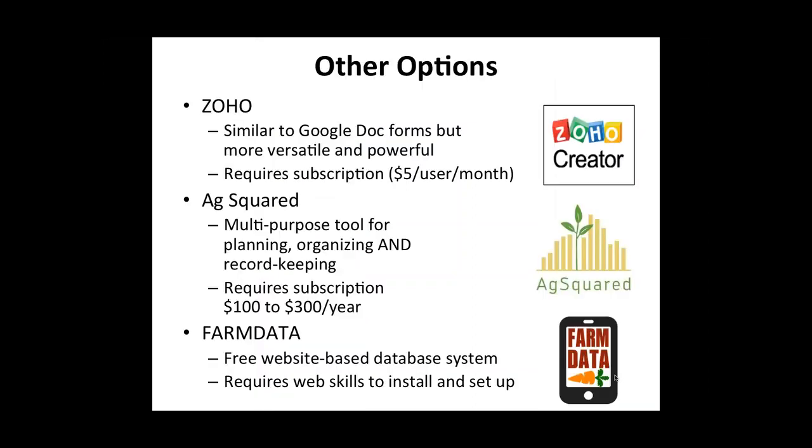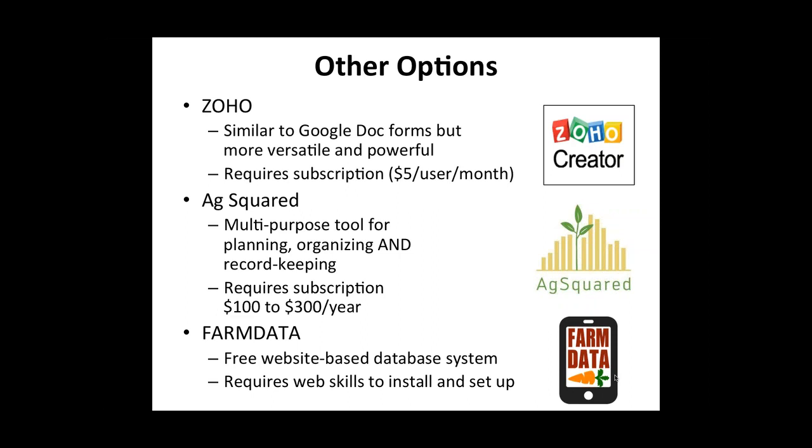There are some other options beyond Google. I don't work for Google. I'm not getting paid to advertise their products and services. Zoho Creator is another system that will allow you to create forms that are linked to databases. Zoho requires a subscription, $5 per user per month, so there's a cost to that. It's a little bit more powerful and more versatile than Google Docs. So if a farm wanted to do a little bit more and be a little bit more fancy than what they can accomplish in Google Docs, they could choose to use that.